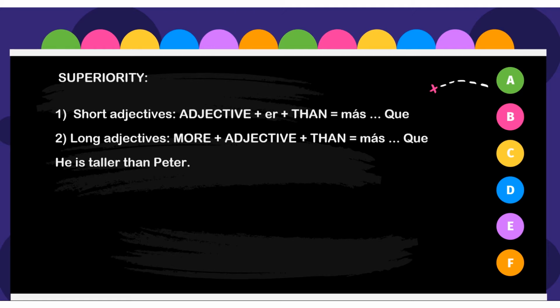Let's see some examples. He's taller than Peter. In this case, you have the subject, the verb be, the adjective plus er, the word than, and also the other word that you're comparing. So, he is taller than Peter. You add er to the adjective because that is a short adjective. Tall, one syllable. That's why you add er. Then we have, the weather in Spain is hotter than in England. So, also hot, hotter. Er, because that is a short adjective.